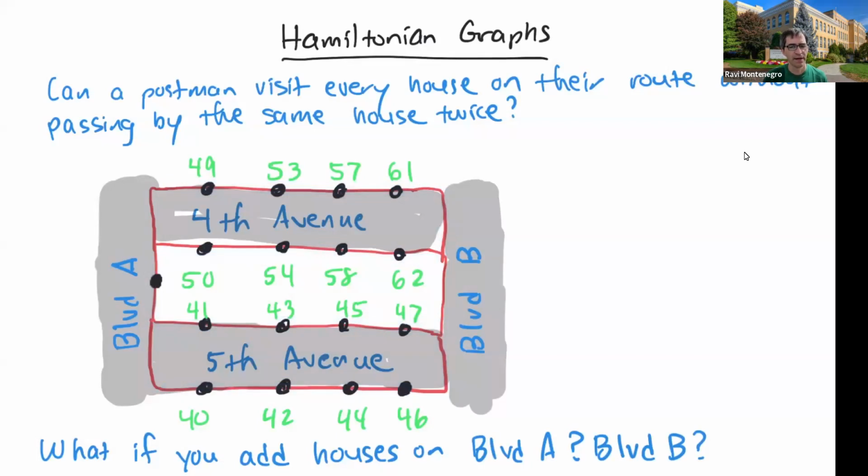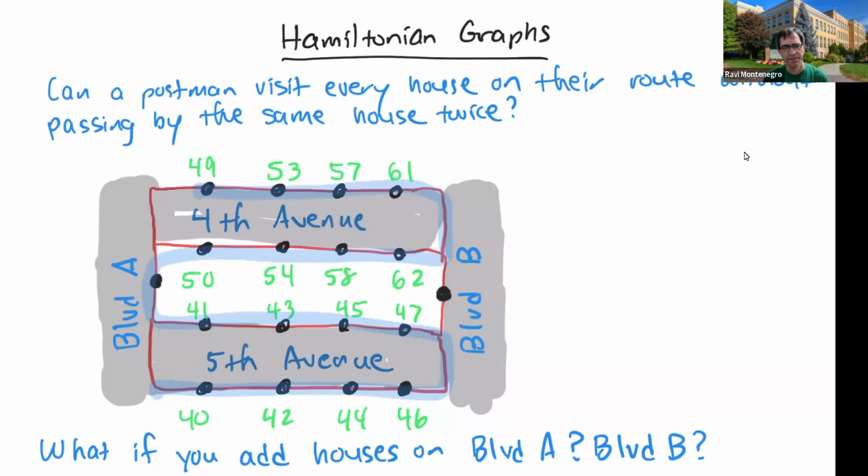What if we add another house, but on Boulevard B? Well, this is where we start to run into trouble, because in the past route we took, the postman ends in the lower left corner and has no way to get back to that missing house.